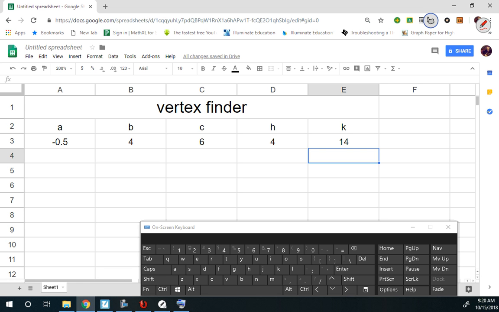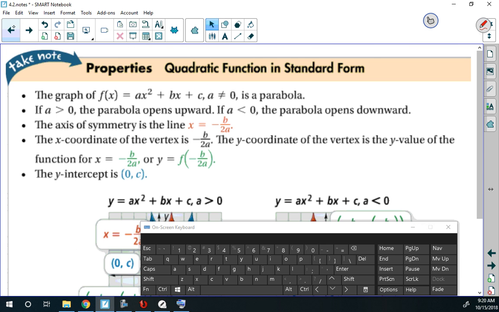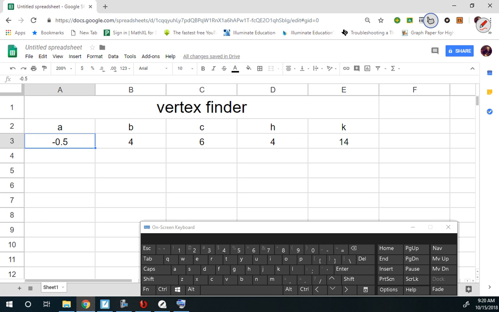You see this? I could go back and try this on some of my other ones. Let's go back to that first one. That first one we had 2, 8, and negative 2. And our vertex on that first one was negative 2, negative 10, wasn't it? Do you see what I just did here?